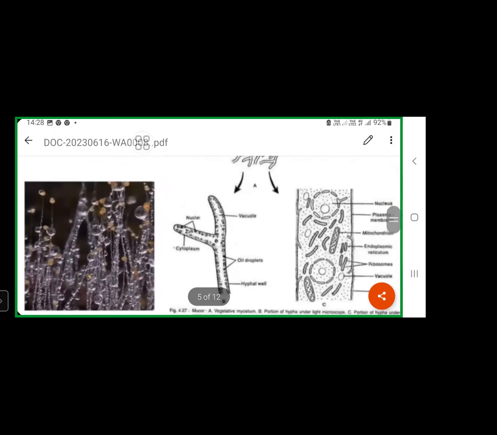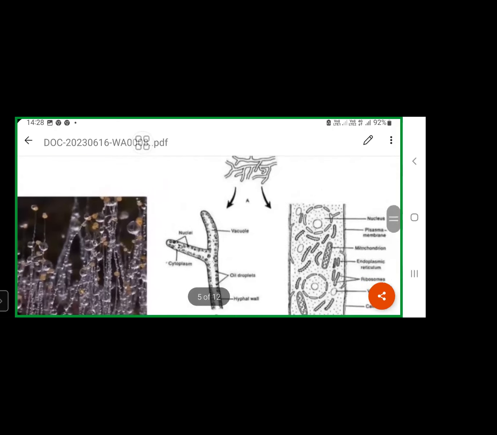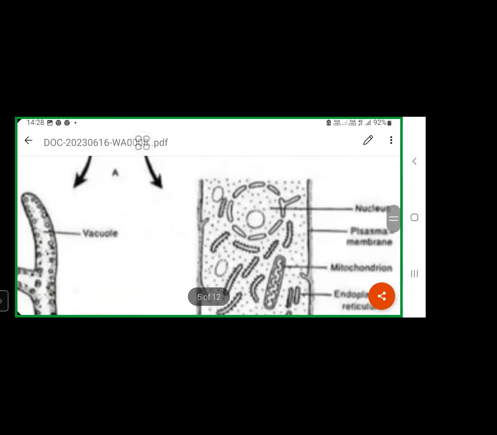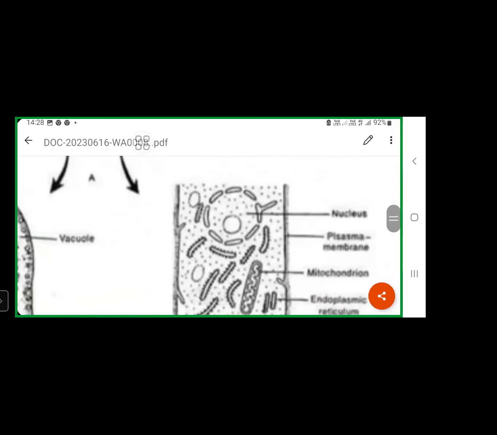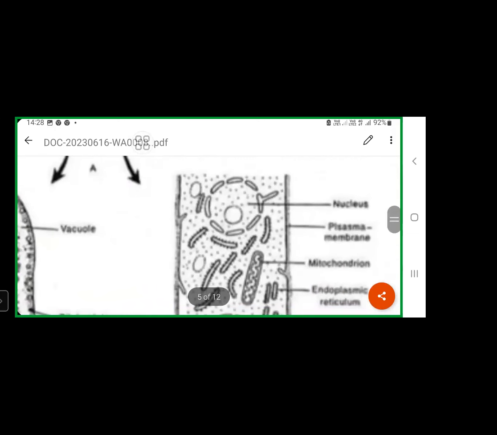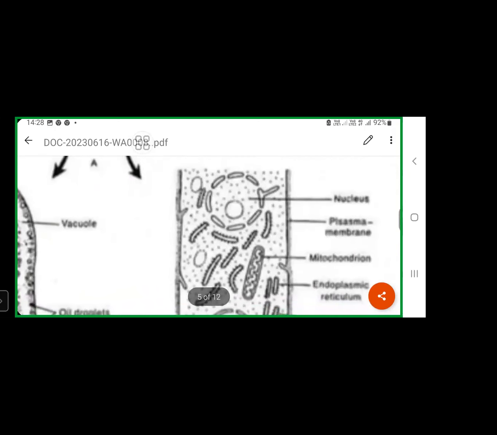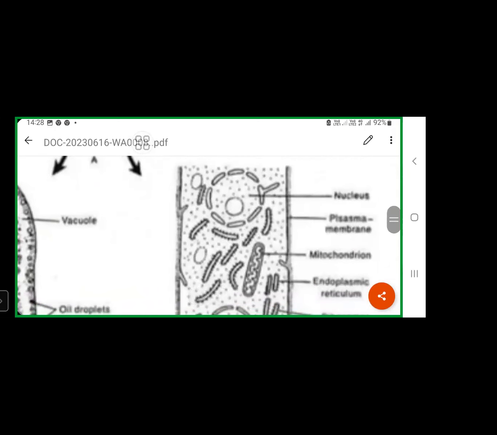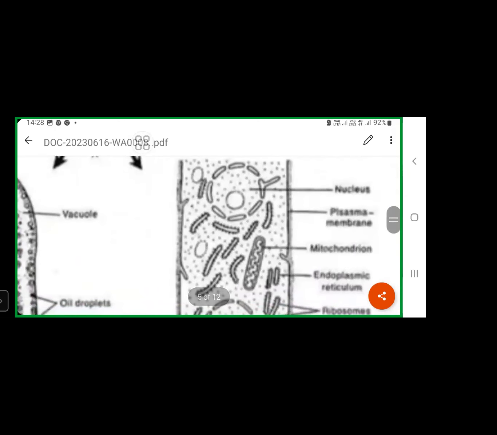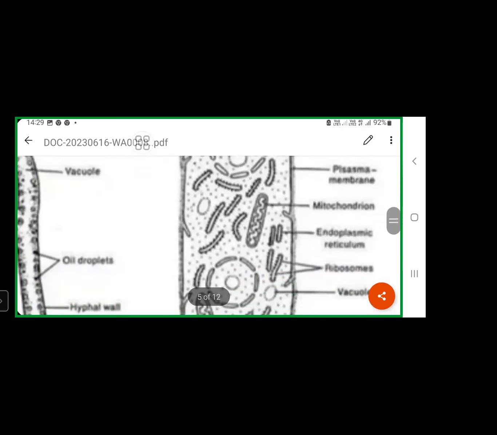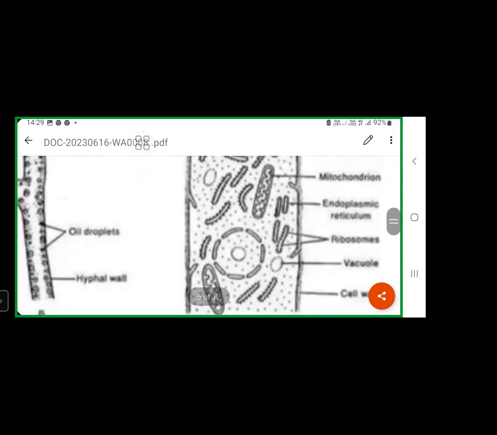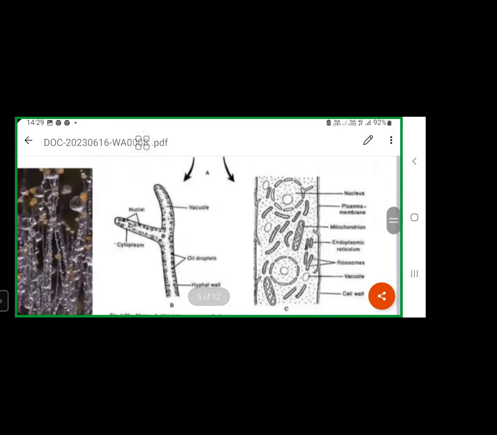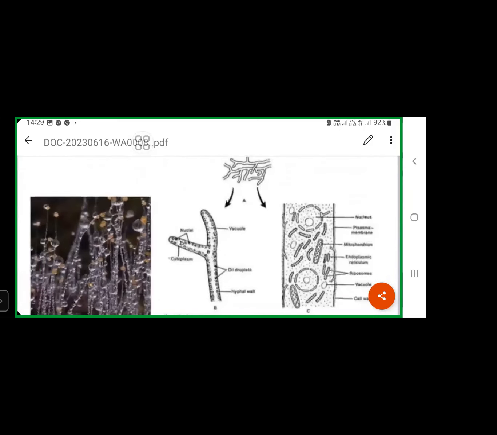Here you can see the cell structure in Mucor. In the cytoplasm many nuclei are present. This cell is surrounded by plasma membrane, and this plasma membrane is surrounded by cell wall. This cell wall is made up of chitin and chitosan materials. In the cytoplasm you can see nuclei. Next you can see cell organelles like endoplasmic reticulum, mitochondria, ribosomes, vacuoles, etc. So this is about the structure of a cell in Mucor mycelium.